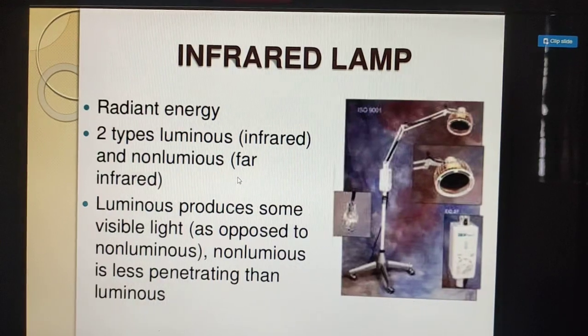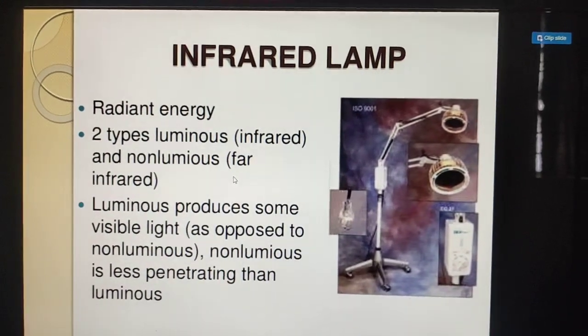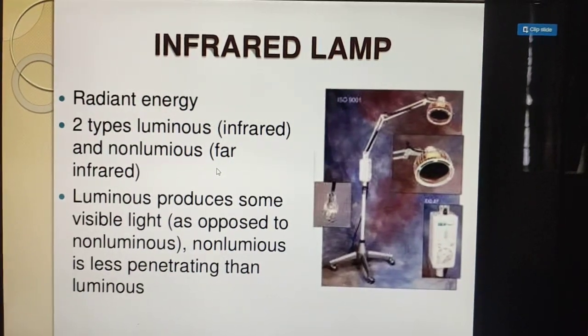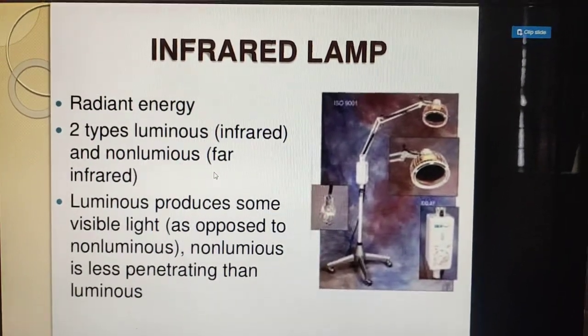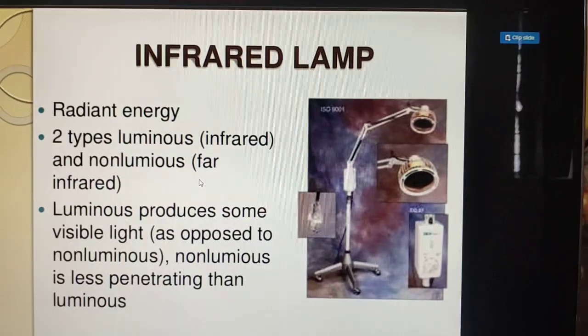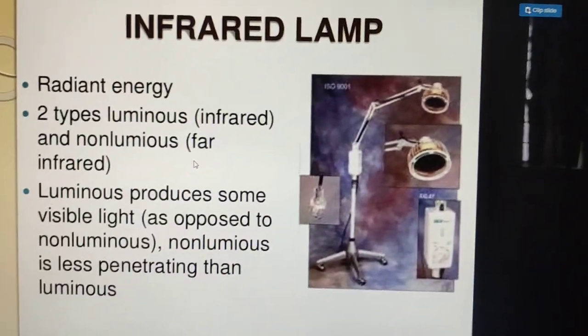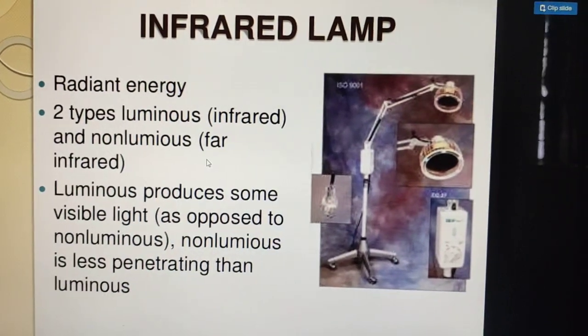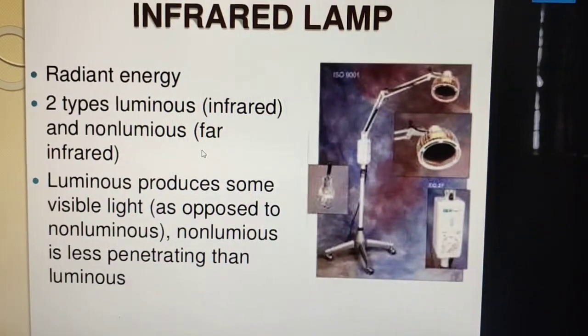Next type is an infrared lamp. What is infrared? Infrared is a kind of rays, isn't it? Here we are using radiant energy. In the infrared lamp, heat will be produced. For example, if you are studying under a study lamp, you feel some heat under it. The same principle we are using for the patient.